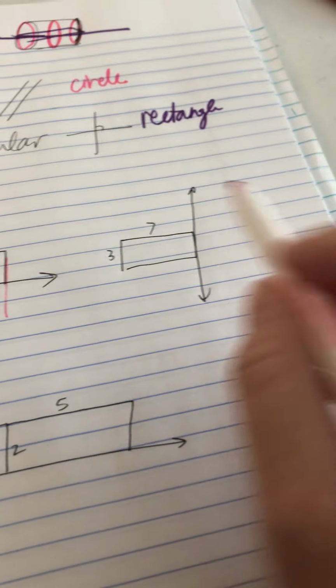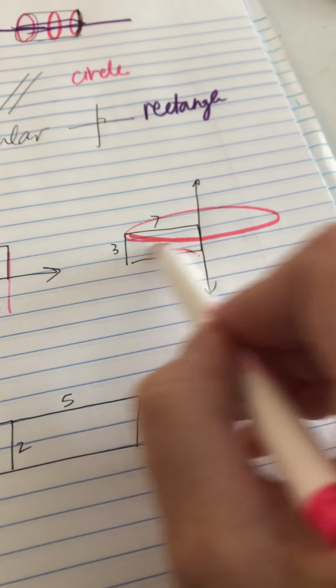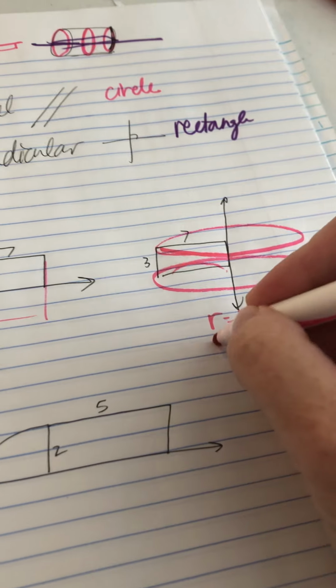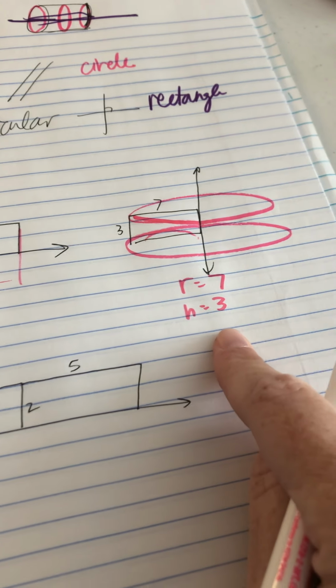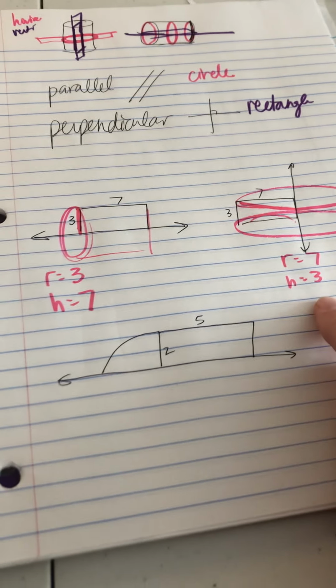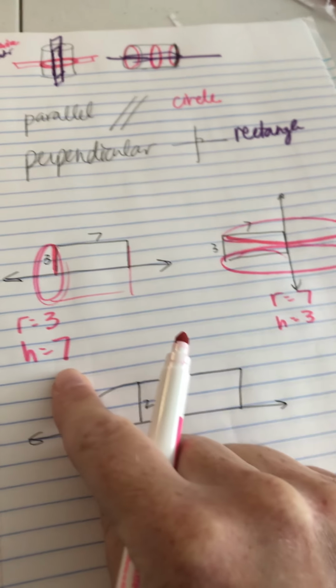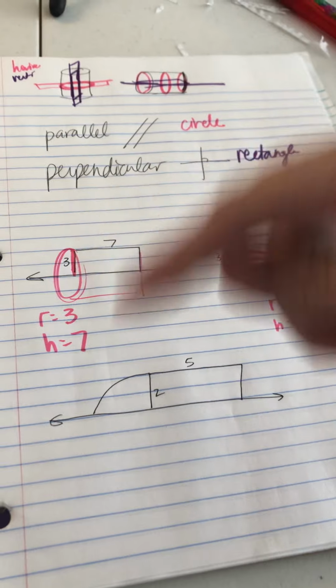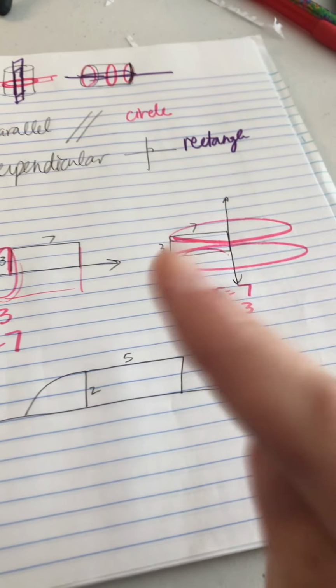Whereas this one is going this way. Ooh, can you almost see it? I can. Right here, right? It's looking like this now. And so now my radius is 7 with a height of 3. I'm gonna trust that you guys can put those into equations and know how to do it. But that's the difference between them, is which way that line is going, is which way it's spinning.